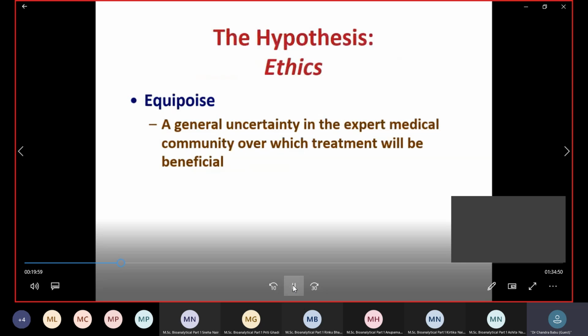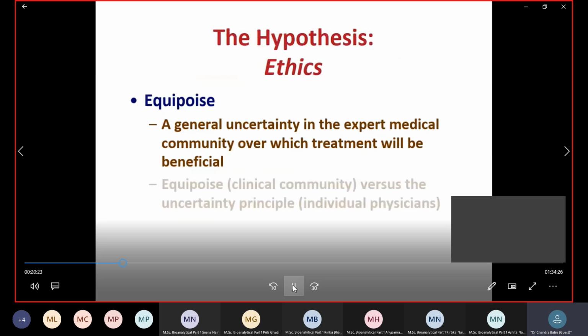Equipoise is not whether I doubt it, it's whether we doubt it. It's whether there's a collective body of evidence that we share and agree on that this treatment is good. Equipoise is a community statement, not an individual statement. And you can remember that because surgeons are never at equipoise. Again, clinical community versus individual.